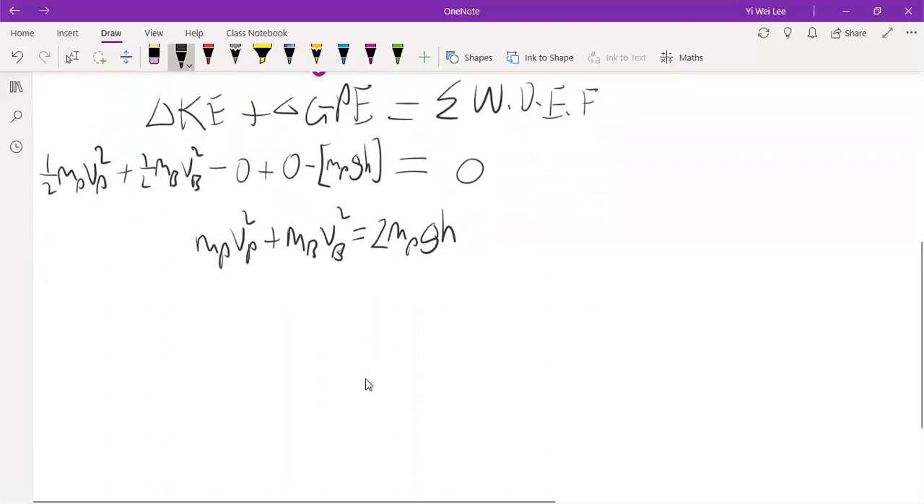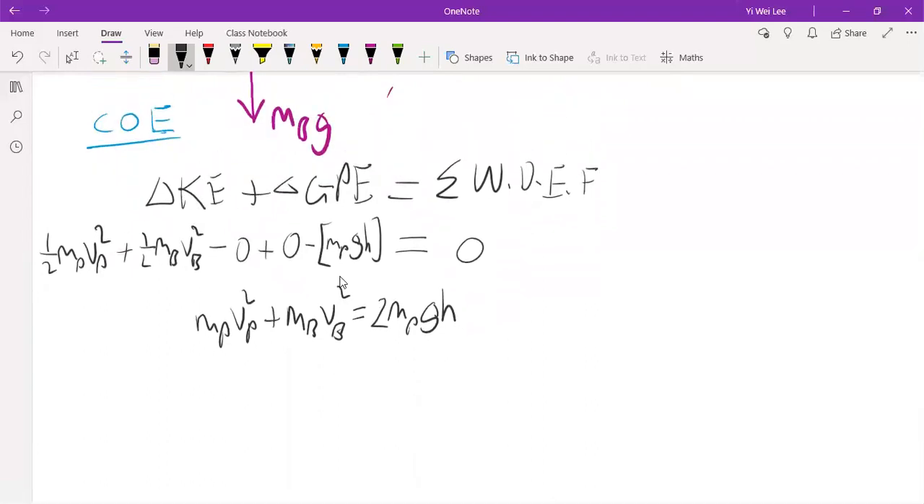This is basically our first equation of the day, solved by conservation of energy. But here's an interesting part. Although this is solved by conservation of energy, let's take a look at how many unknowns we have. We have two unknowns, which are the speed of P and the speed of B. Please note v_P is the speed of P and v_B is the speed of B. They are not velocities, they are speeds, because it's a scalar equation, as I've mentioned many times.